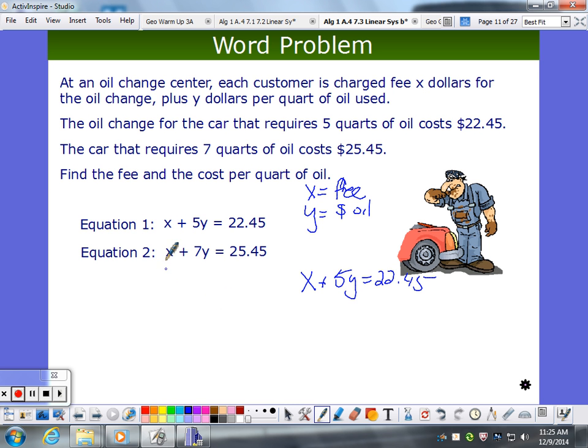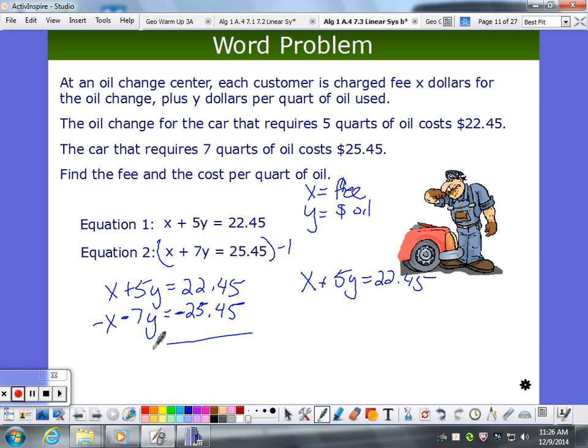We got some sames, right? So how do I turn them into opposites if they're the same? I'll keep the top one, or you can keep the bottom one, it does not matter which one you do. When you multiply by -1, all the signs flip. If they're positive, they go negative. If they're negative, they go positive.